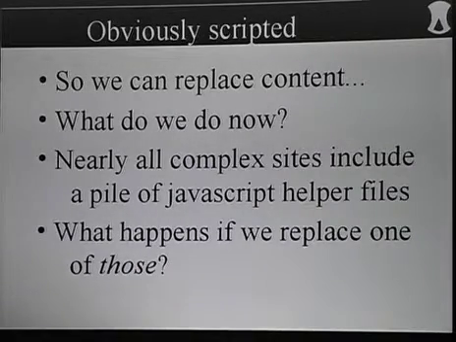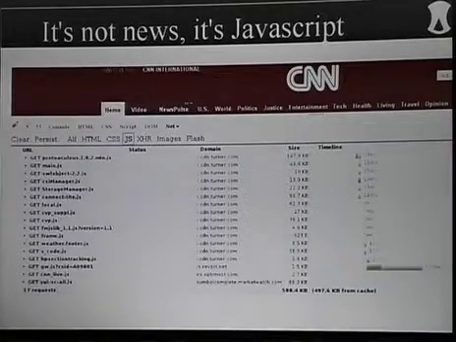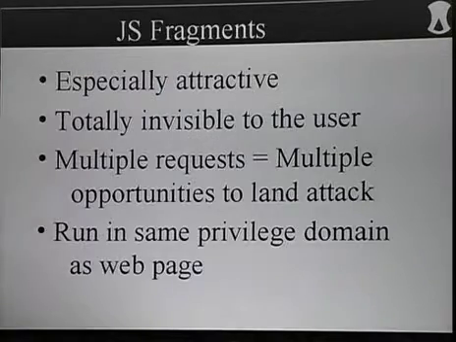So we can replace content. What do we do now? Well, pretty much everyone has a crap ton of silly little JavaScript files. For example, CNN. So these are really cool to go after because the user doesn't see them. They don't really notice. And it's going to request 50 of these things. You don't land attack 1, you'll land attack 10. And they run in the same privilege as the web page.